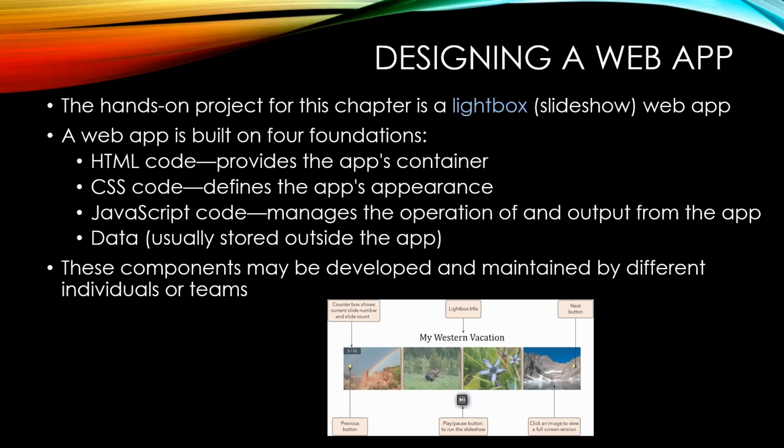First, we're going to have an HTML that is going to provide basically the container for the app and where it sits. We're going to develop a CSS code that is going to define the app's appearance. We're going to implement the JavaScript code, which is going to manage the operation and the output from the app. And then finally, we're going to have data. Usually that's stored outside of the app. So in our case, our data is going to be the actual image files.